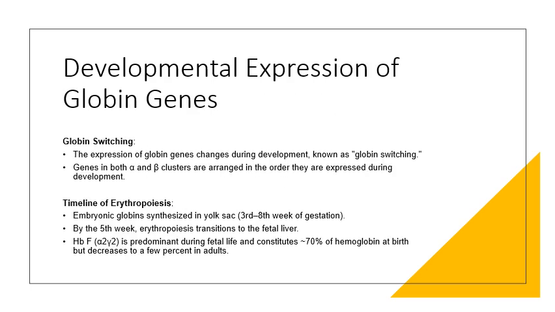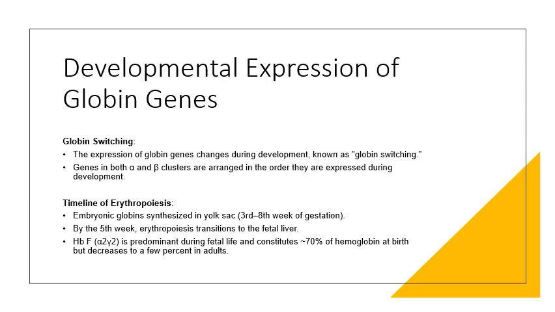Globin switching refers to the developmental regulation of globin gene expression, where different globin genes are activated, or turned on or off, at specific stages of development. The genes within the alpha and beta clusters are arranged in the order of their expression during embryonic, fetal, and adult life. So during the 3rd to 8th week of gestation, embryonic globins are synthesized in the yolk sac.